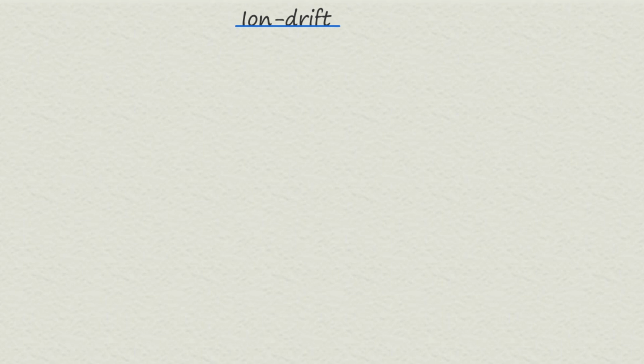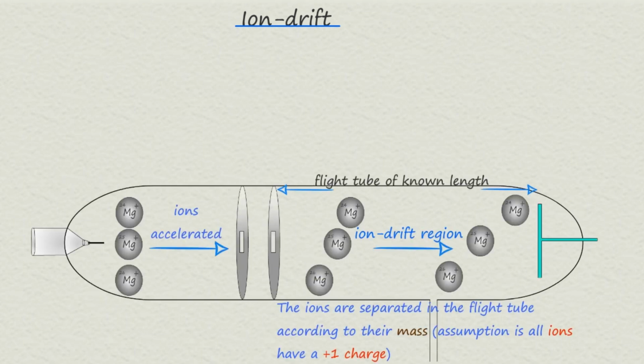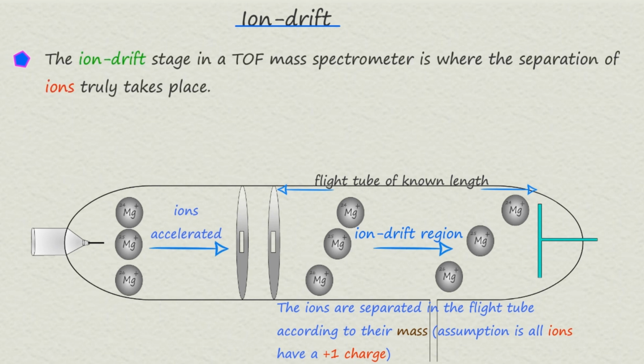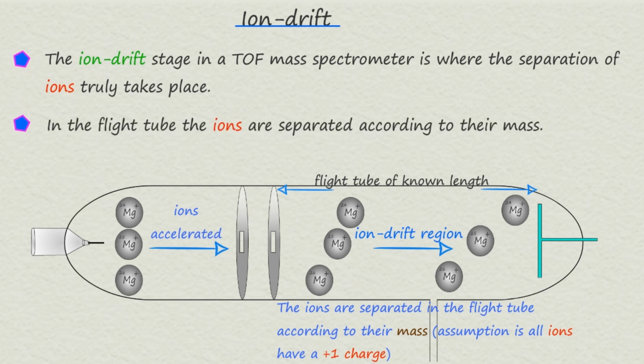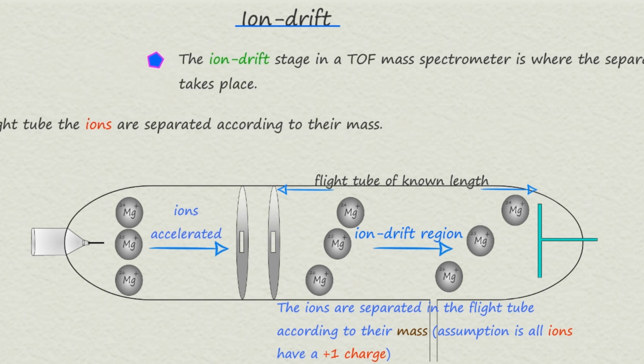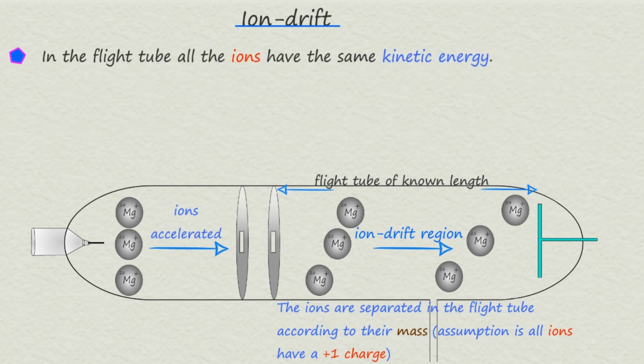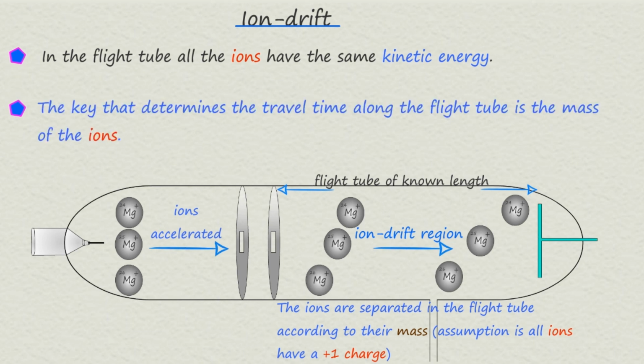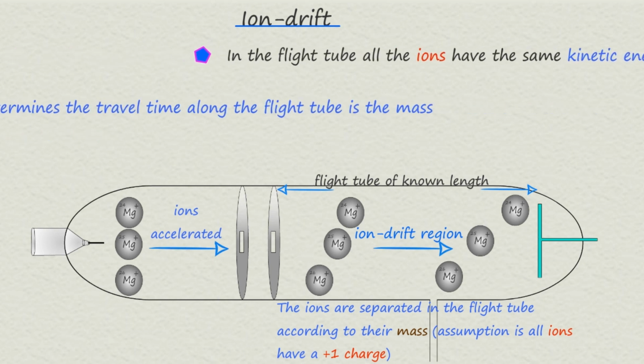Once the ions pass the acceleration plates, they are essentially out of the region of the strong electric fields. This essentially means that they are no longer being actively accelerated. The ions now enter a long flight tube that's essentially a vacuum chamber. Now in this flight tube, the ions rely solely on the kinetic energy they gained during the acceleration stage. And since all the ions have the same kinetic energy, the key factor that determines the travel time along the flight tube becomes their mass.